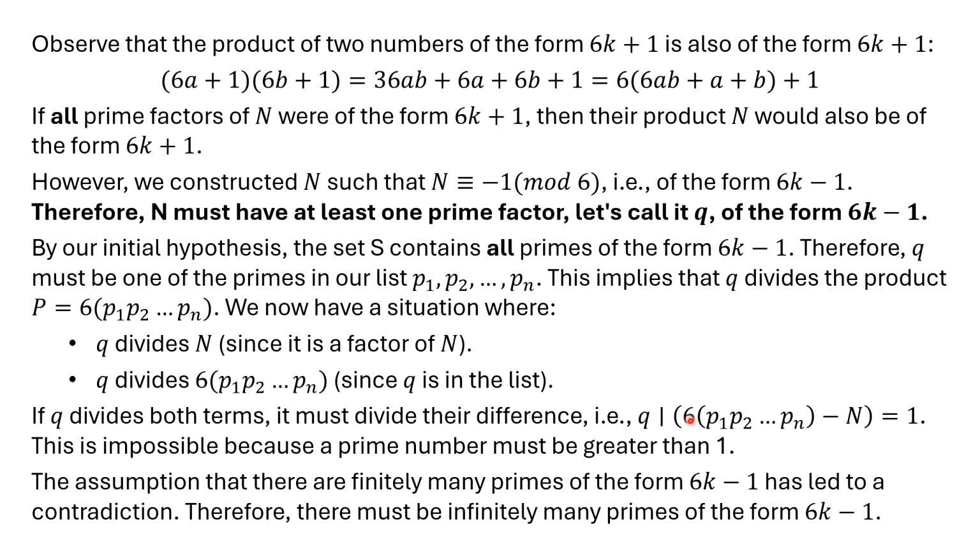And in particular, it must divide the linear combination 1 times this minus 1 times n. And when you take this difference, you just get 1. So q is a prime number that divides 1, which is impossible. Thus, we have a contradiction. Thus, the assumption that there are finitely many primes of the form 6k minus 1 has led to a contradiction. Therefore, there must be infinitely many primes of the form 6k minus 1.